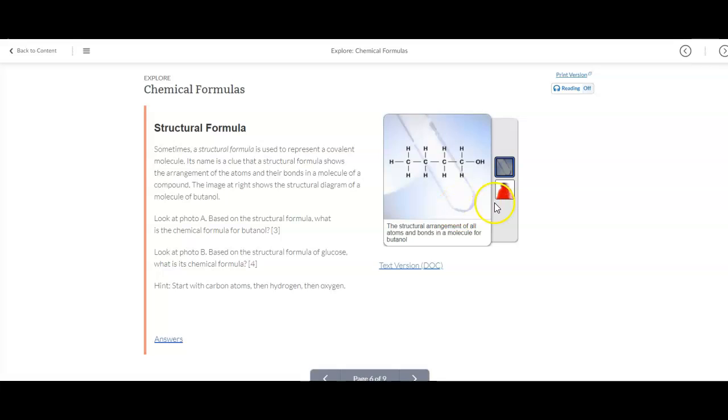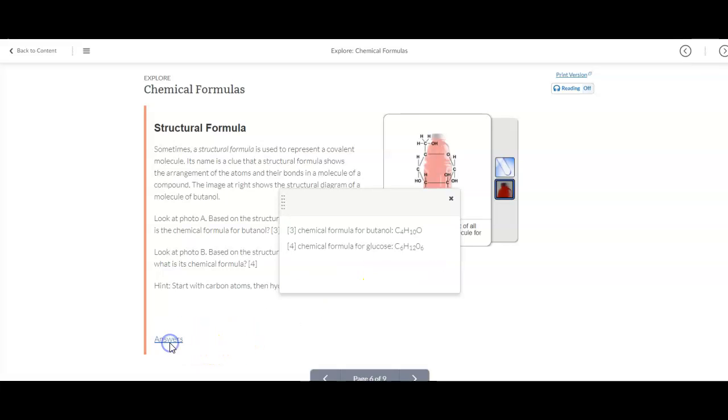So then it says look at photo B, which is over here, and this is the structural formula for glucose, which we also know kind of like sugar. What is the chemical formula for that, for glucose? So it says start with the carbon atoms, then hydrogen, then oxygen. So this one's a little more difficult to count, but you have a carbon here, 2, 3, 4, 5, 6. So C6. Then you count all these H's up. There are 12 H's, and there are 6 oxygens. So the way that would look, C6H12O6.